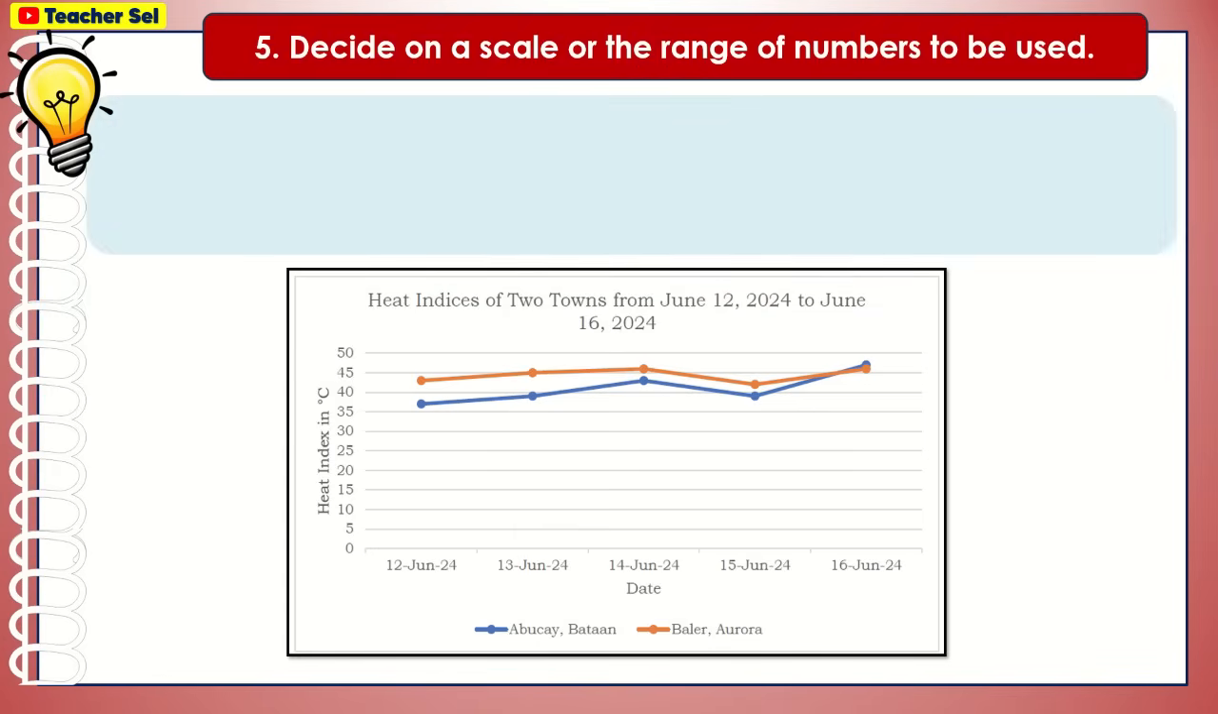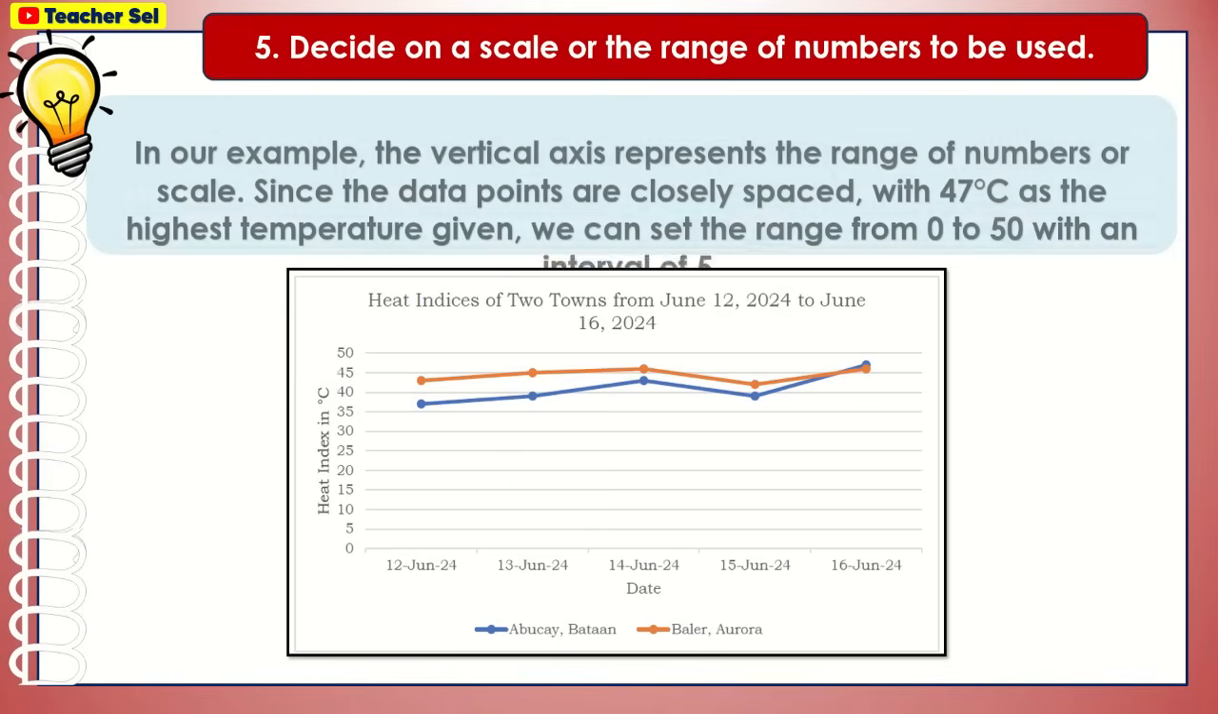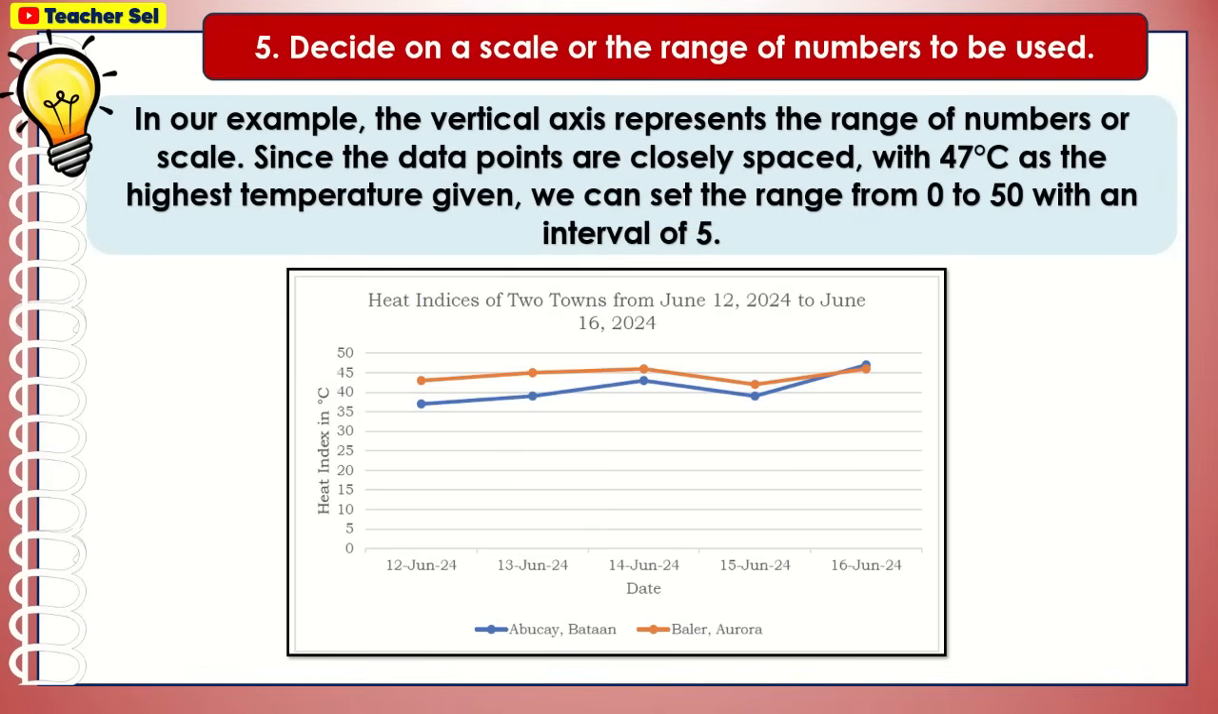Decide on a scale or the range of numbers to be used. In our example, the vertical axis represents the range of numbers or scale. Since the data points are closely spaced, with 47 degrees Celsius as the highest temperature given, we can set the range from 0 to 50 with an interval of 5.